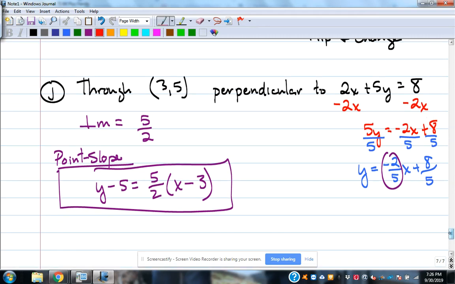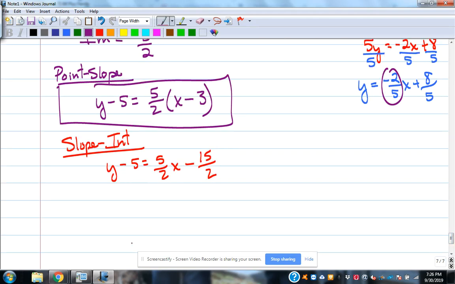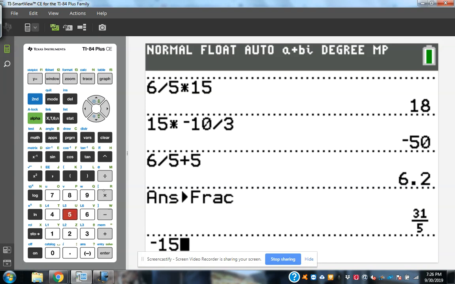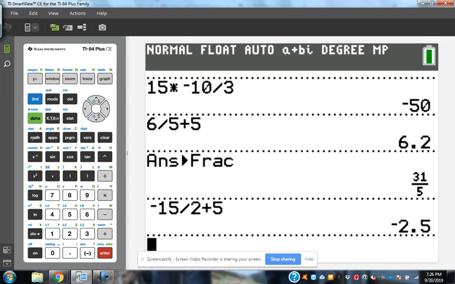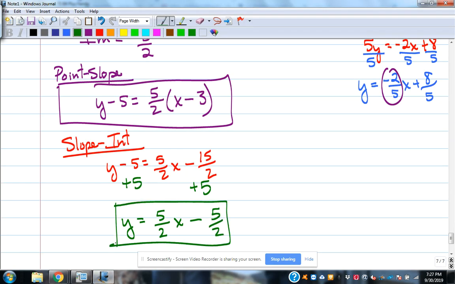Now, let's get that into slope-intercept form. Distribute the 5 over 2. That will be 15 over 2. You distribute 5 over 2 to the 3. And then next step. One more step, we're in slope-intercept form. Add the 5. So I'm adding 5 to negative 15 over 2. I don't know what that is, so I'm just going to type it in. Negative 15 over 2 plus 5. Math, enter. Negative 5 over 2. Y is equal to 5 over 2 x minus 5 over 2. Boom. Slope-intercept.